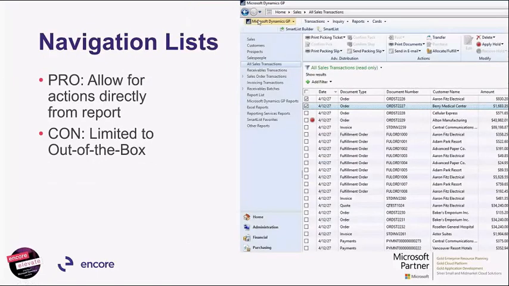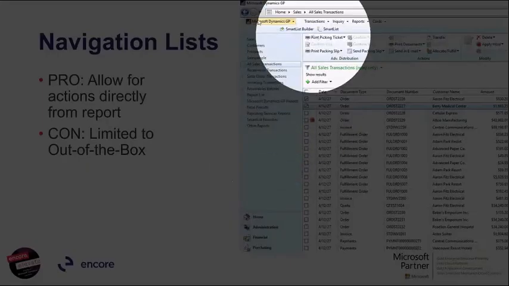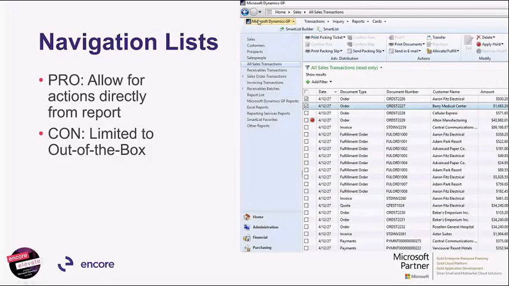Similar to SmartList are navigation lists. So I don't see these used a whole lot either. They're very, very powerful because not only do you get the report, you'll notice these all have checkboxes. You can actually do actions with these. So we can actually take these and do something with them. You can select multiple records, one record at a time, and we could do things like print pack slips.